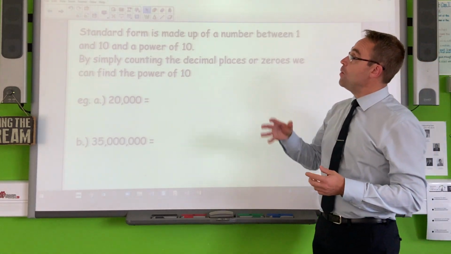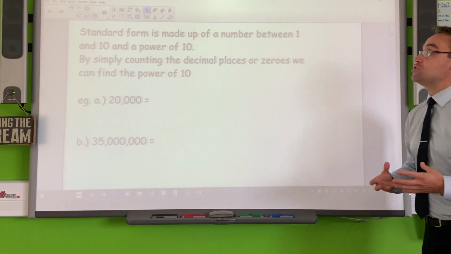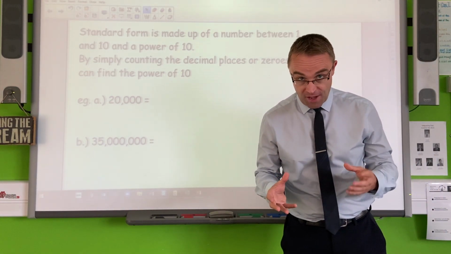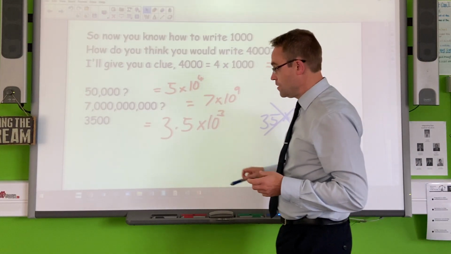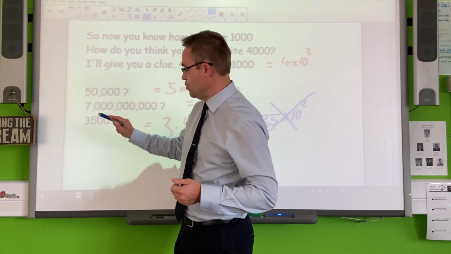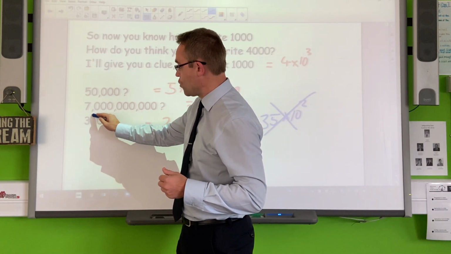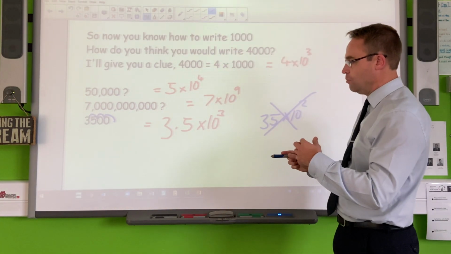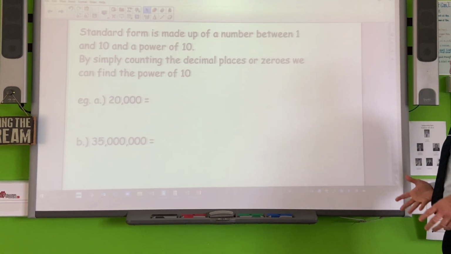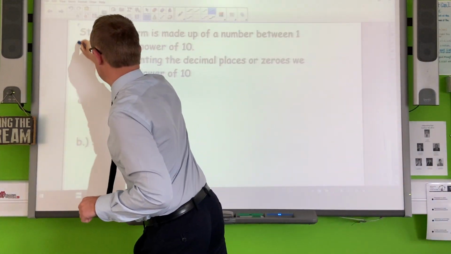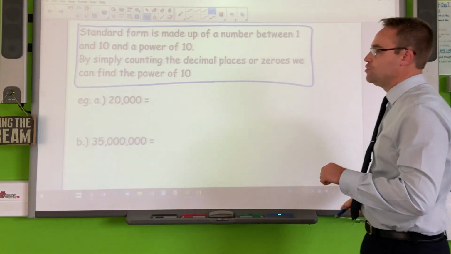Standard form is made up of a number between 1 and 10, followed by a power of 10, okay? And by counting the decimal places, or the zeros, we can find that power of 10. So if we just flick ourselves back, for 3,500, there are 2 zeros, 1, 2, but it's got to be between 1 and 10. So I can't use 35, I've got to use 3.5, which is one more jump, 3.5 times 10 to the power of 3. So this would be the page that we get down in our books. I get you guys to write that down for me and pop it in a box so it's nice and clear and you can use it again in the future.